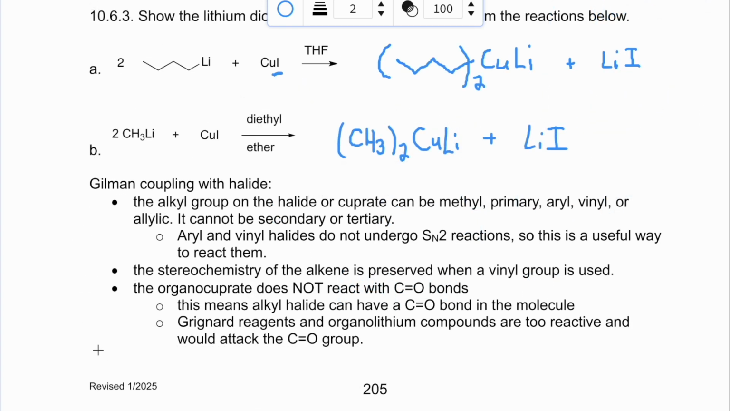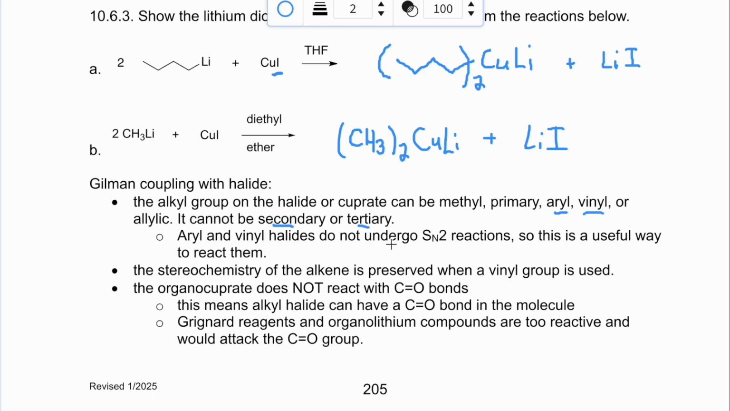I've gathered a few details about Gilman reagents. The alkyl group that is on the copper can be methyl or a primary alkyl. We had some primary alkyl ones shown up here. You can also have an aryl, which is a benzene ring, or a vinyl group on there, but you cannot have a branching. You can't have a secondary or tertiary alkyl group. It's too hindered.